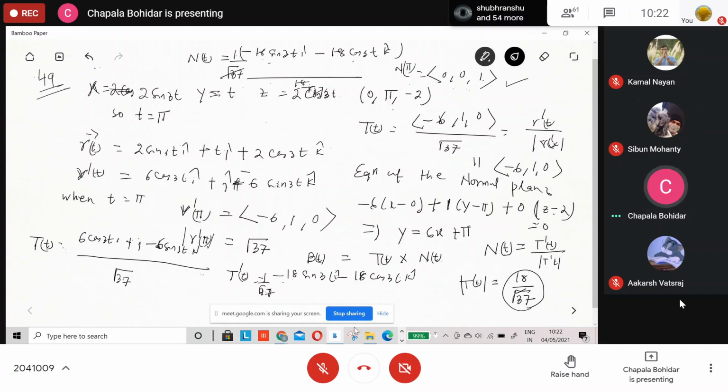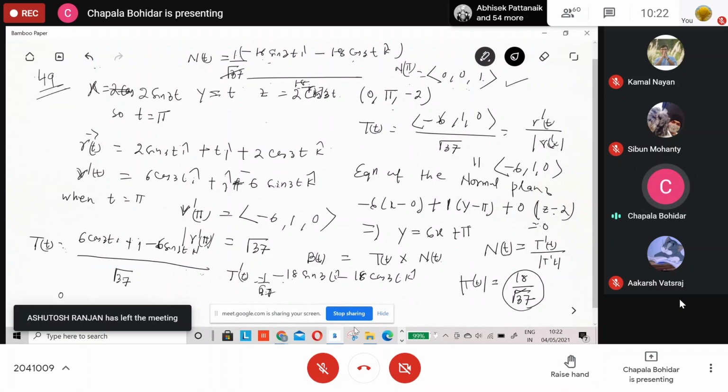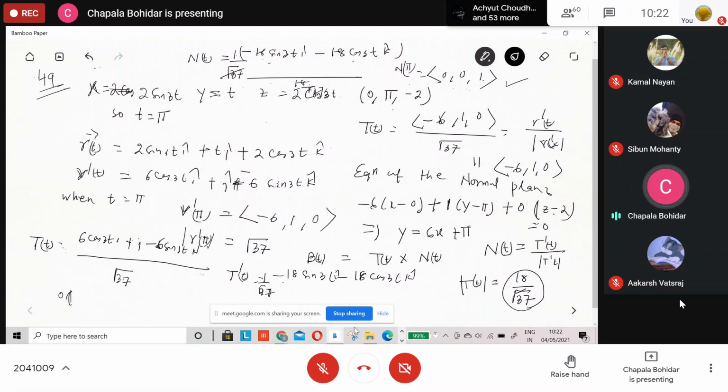So what is the equation of the osculating plane? 0 into x minus 0. Okay, the point is this one. Plus 0 into again y minus pi. Again it is 0. Somewhere there is a mistake. And we have to find the equation of... and we have to find BT also, na?